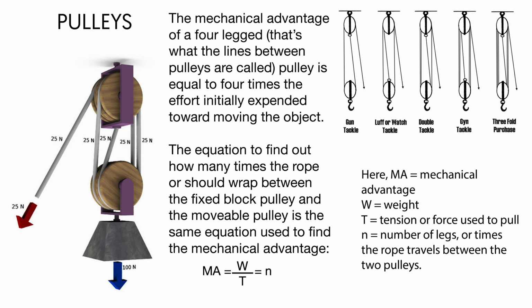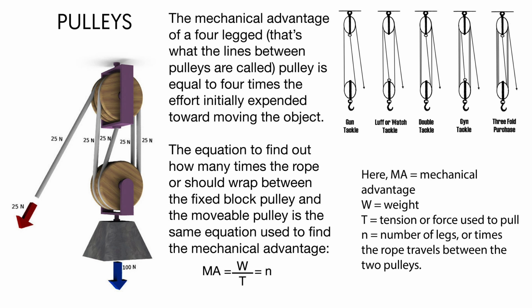Of course, in these examples, and likely many of the problems you will see, friction is neglected. This all means that the mechanical advantage of a four-legged pulley system is equal to 4 times the original force exerted to lift the weight. The equation to find out how many times the rope should wrap between the fixed block pulley and the movable pulley is the same equation used to find the mechanical advantage. Here, MA equals mechanical advantage, W equals weight, T is equal to tension or the force used to pull, and N equals the number of legs, or times the rope travels between the two pulleys.